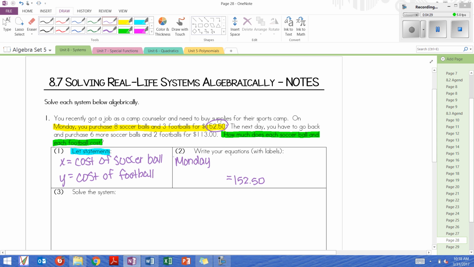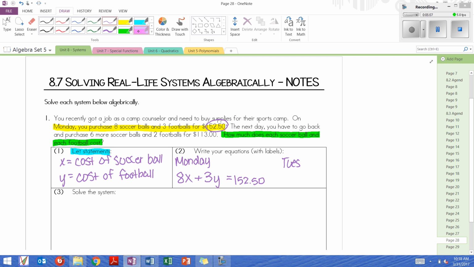Okay, so we know that x is already in terms of money. 8 soccer balls multiplied by the cost now makes this term in terms of money. Let's add the football onto that. There were 3 footballs, but remember the cost of a football. Now we've turned the quantity for 3 footballs into money when we multiply it by y. Okay, then the next day, so this is our Tuesday equation.